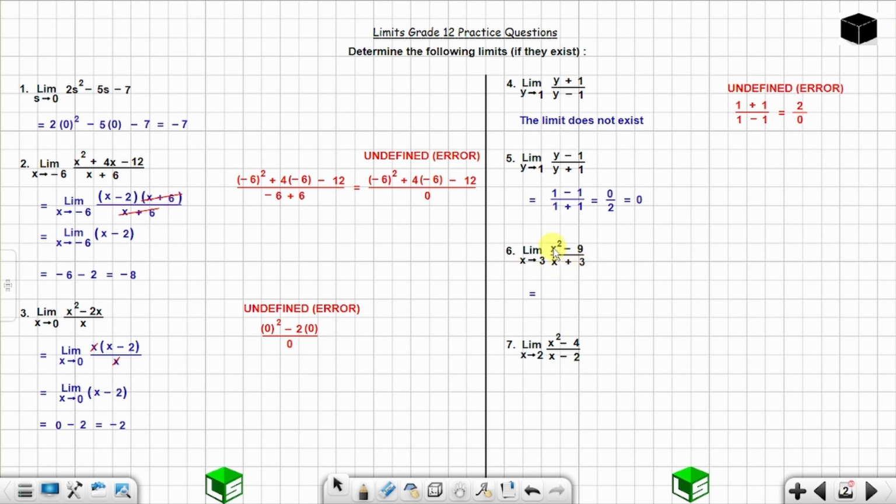And at the top, you are going to have 3 squared minus 9. Okay, this is what you are going to have. You carry on, this is equal to 9 minus 9 over 3 plus 3. Okay, this is 9. So 9 minus 9 over 3 plus 3. You carry on, this is equal to 0 over 6. Right? 0 over 6. And this is equal to 0. 0 divided by 6 is equal to 0.